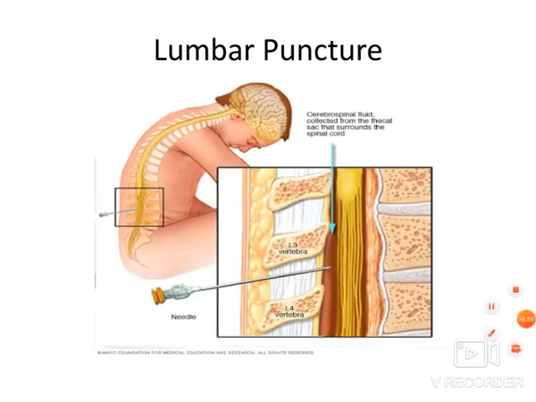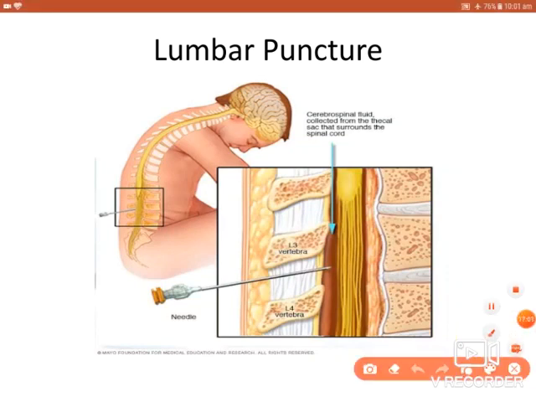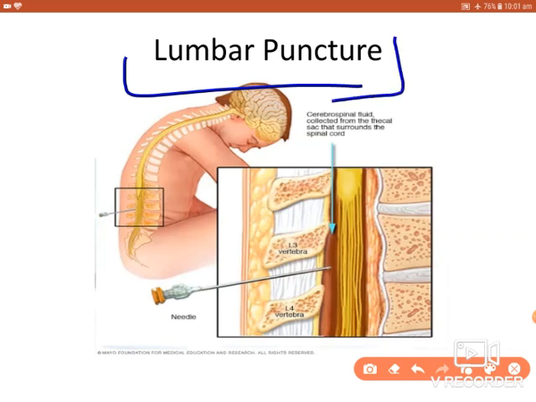Then here you can see the lumbar puncture, or lumbar tap. This is the usual procedure to withdraw the CSF from the lumbar area. Here this is the L3 vertebra, and this is the L4 vertebra.